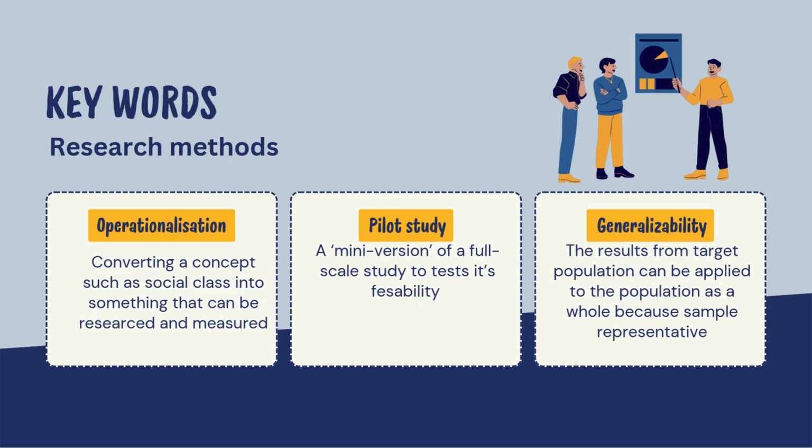And then generalizability is when the results of the target population can be applied to the population as a whole because it's representative. And that's actually a really big strength. So when you talk about a method being representative and you have to explain why that's a strength, you would say this is a strength because it can be generalized to the whole population. That's a really, really good strength.